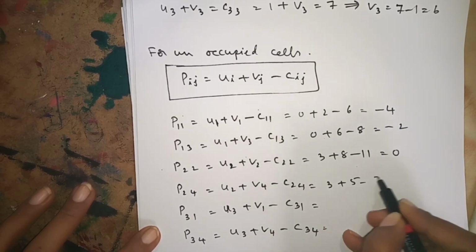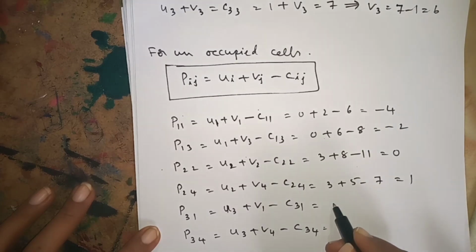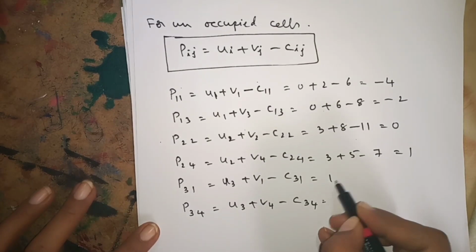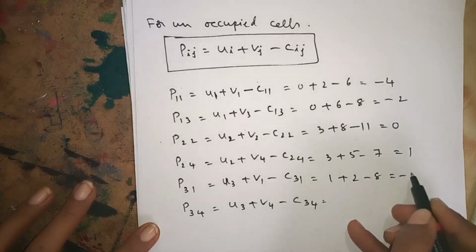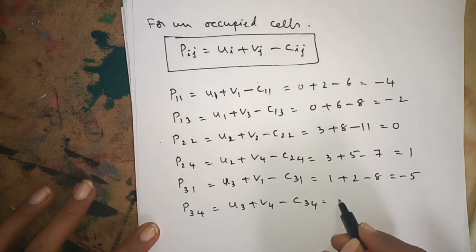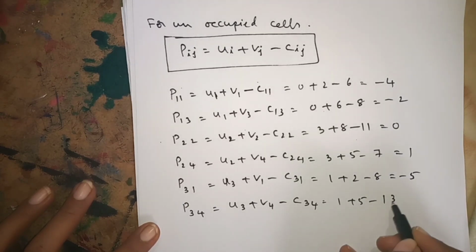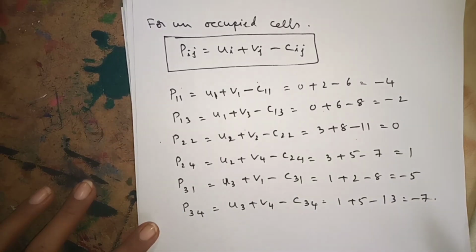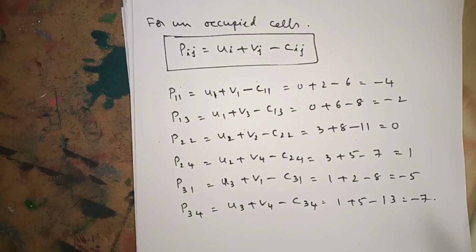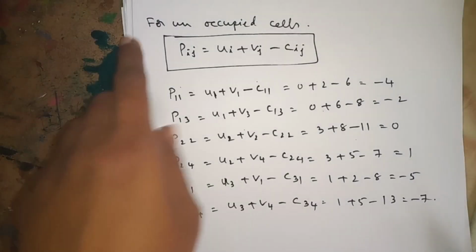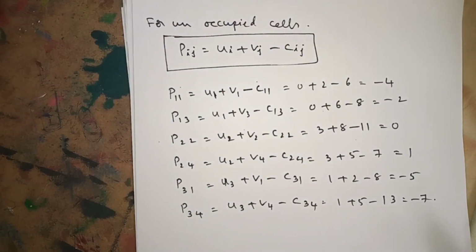3 plus 5 minus 7 is equal to 1. 1 plus 2 minus 8 is equal to minus 5. 1 plus 5 minus 13 is equal to minus 7. Like this, all the values you have to find. C11 means cost matrix element for unoccupied cells. These and all are for unoccupied cells.